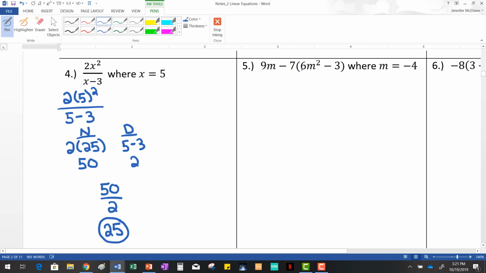9m minus 7 times the quantity, that's what you would say there, of 6m squared minus 3, where m is equal to negative 4. Let's substitute.